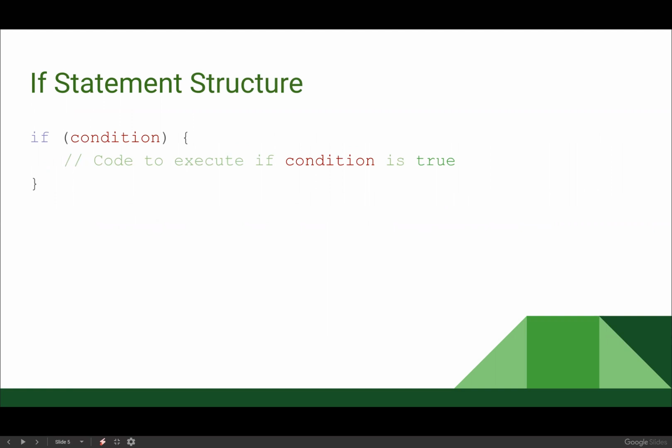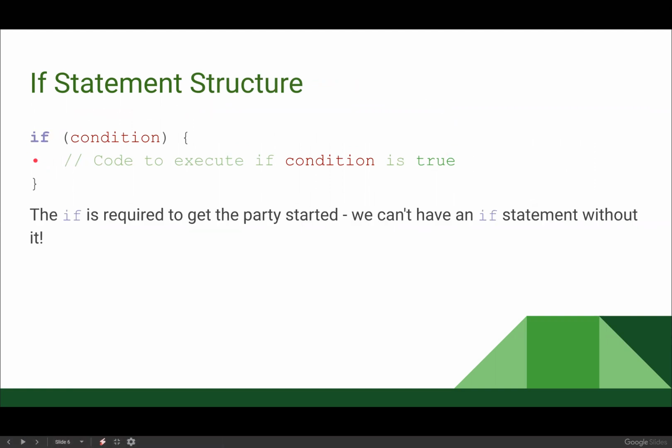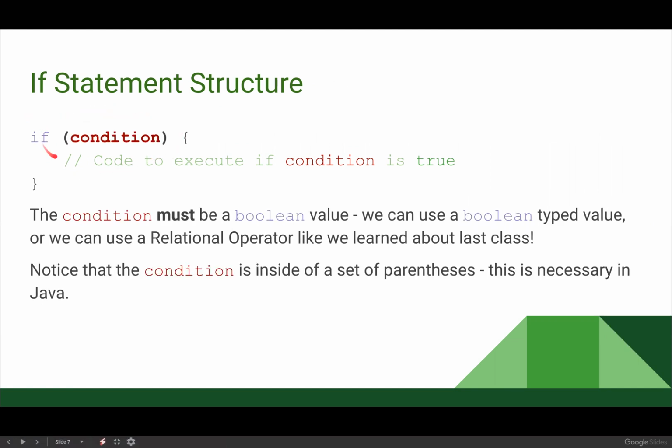So here's what the structure of an if statement looks like. First, we have our actual if. We need the if to actually do an if statement. Can't have it without it. Next, we have our condition. The condition has to be a Boolean value. You can either use a Boolean typed variable, or we can use a relational operator like we learned about last class. So we can put anything that's going to give us a Boolean value in here as our condition. And notice that we have parentheses around our condition here. In Java, we need to have parentheses around our condition. Otherwise, we will get a syntax error.